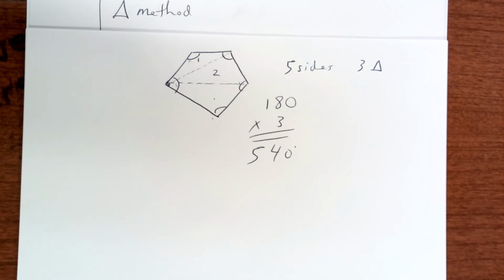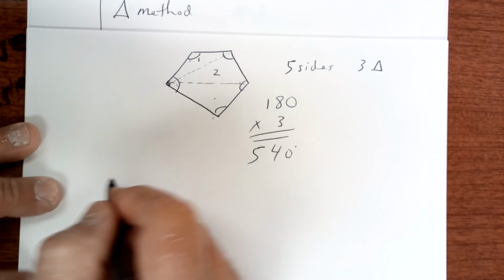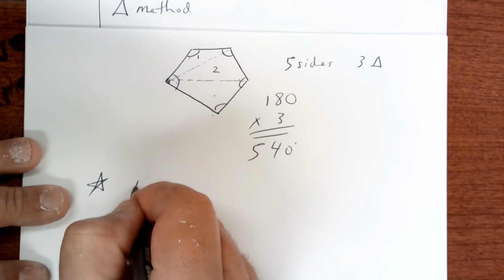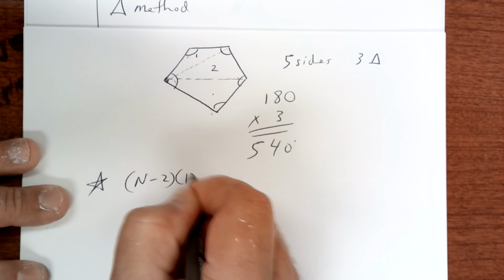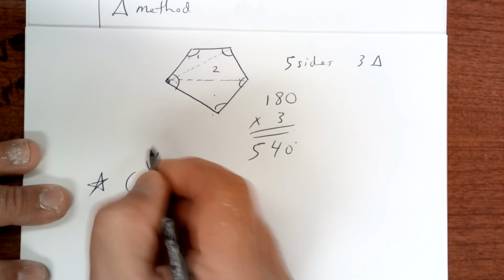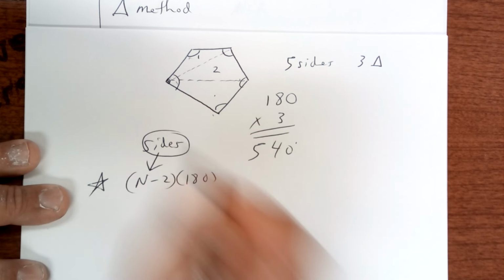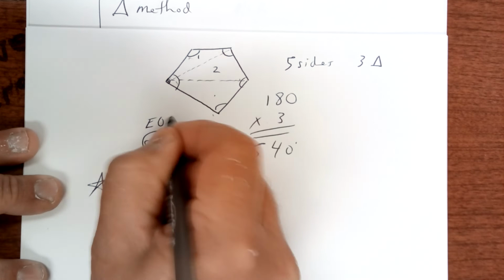Now there's an equation that we use, and I want you to know this equation. So it's n minus 2 times 180. And n represents the number of sides. Make sure you know that. That's an EOC question. N represents the number of sides.